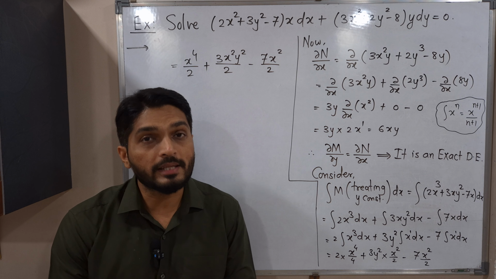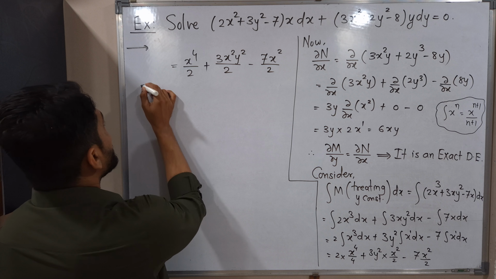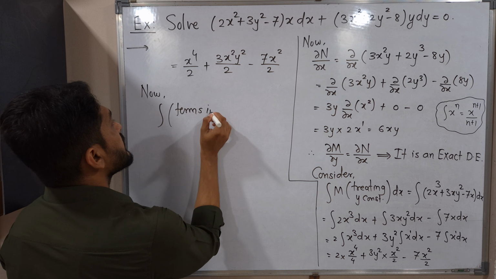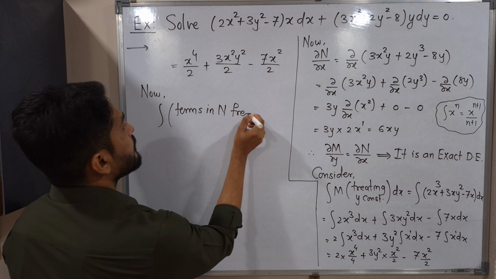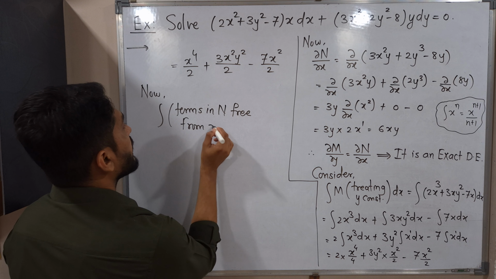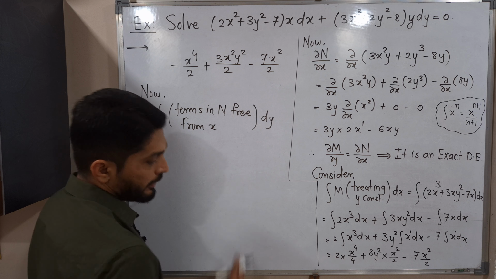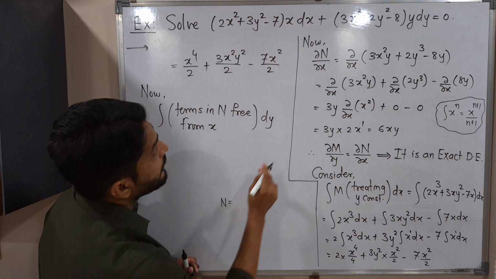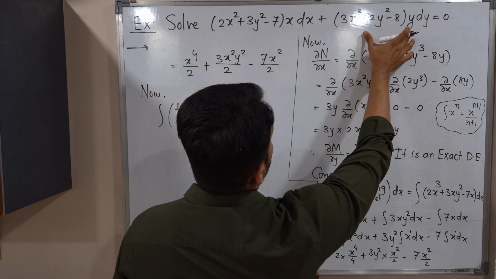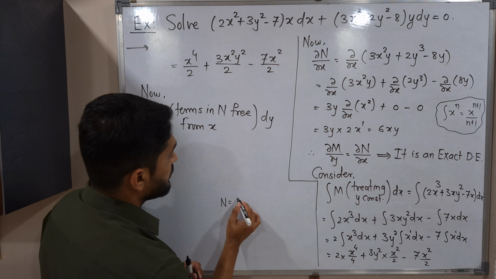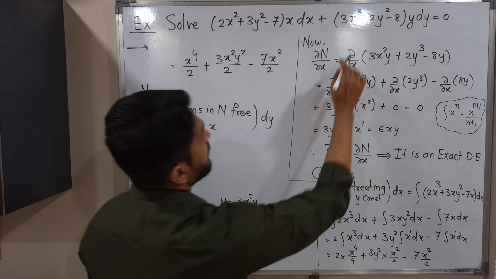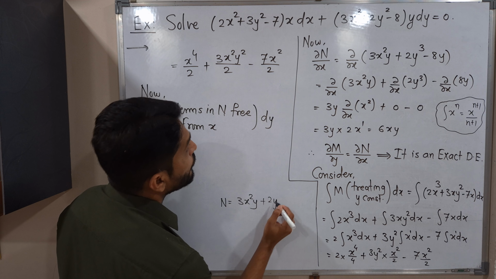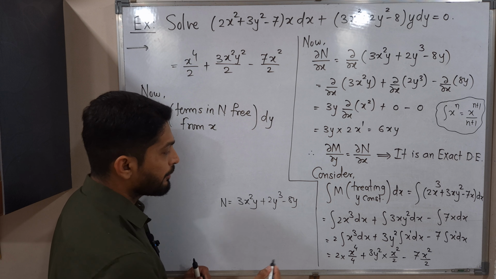So let us start to work on the second integration. Okay, so now what is the second integration? Now integration of terms in N free from x, integration with respect to y, right? So let me write N here. What is my N? I had already found it out, but let us simplify it. 3x square y, I'm writing it properly by taking the product with y, 2y cube, minus 8y.